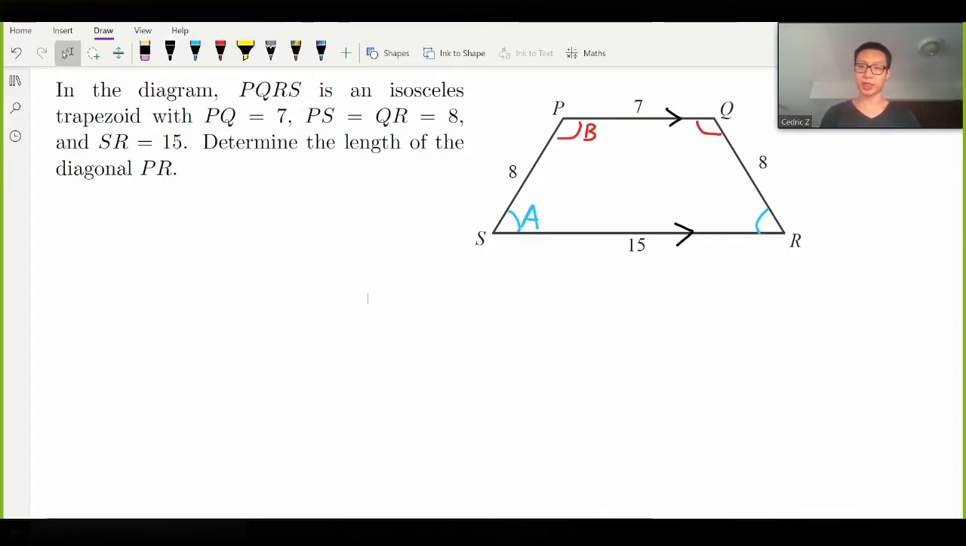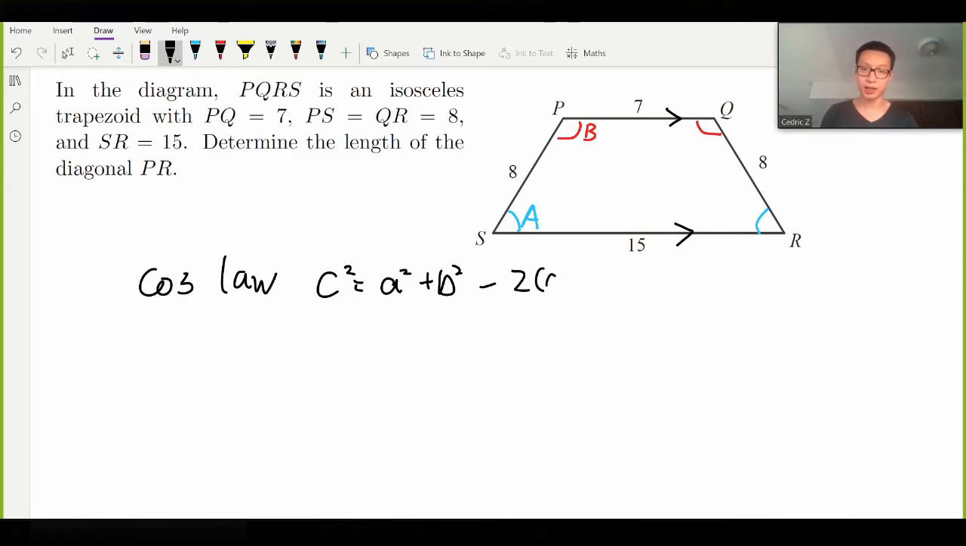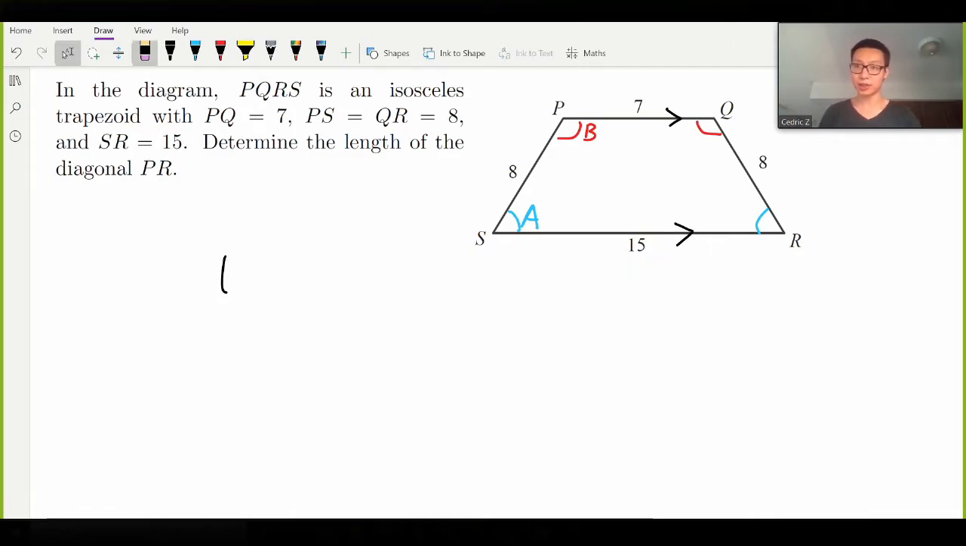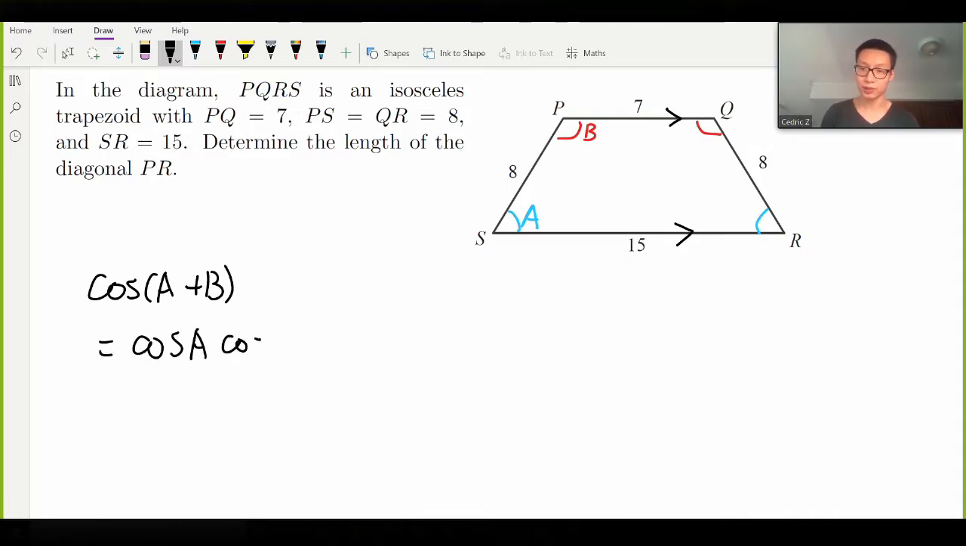The second piece of information you need is the cosine law. The cosine law states that for any triangle with sides A, B, and C, side C squared is equal to A squared plus B squared minus 2 times side A and side B times cosine of angle C. Remember, angle C is the angle formed by side A and side B. The third piece of information you need is the compound angle identity: cosine of A plus B is equal to cos A cos B minus sine A sine B. You should know this knowledge by around grade 12.